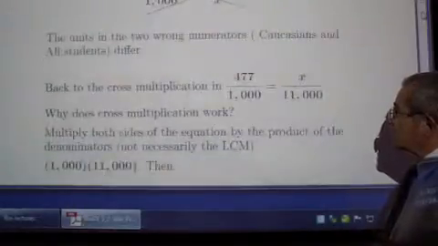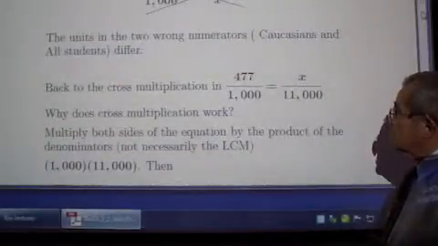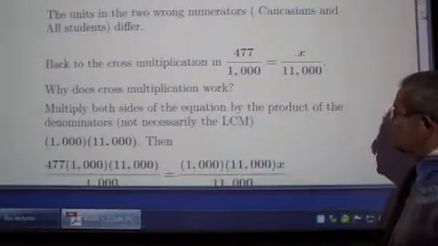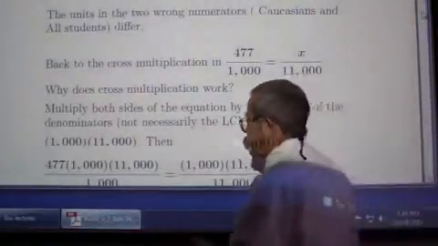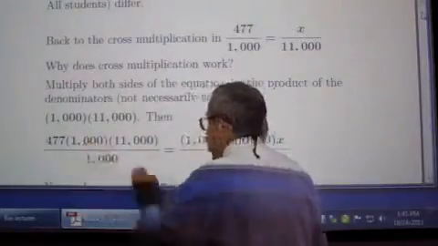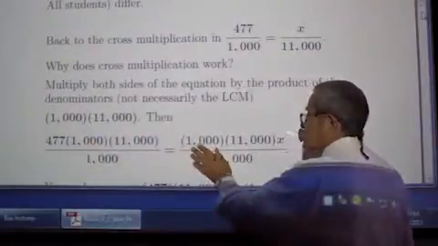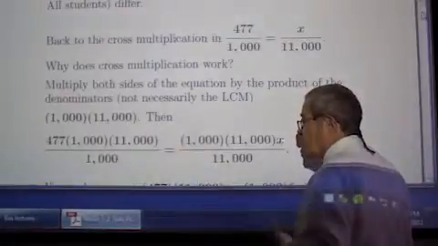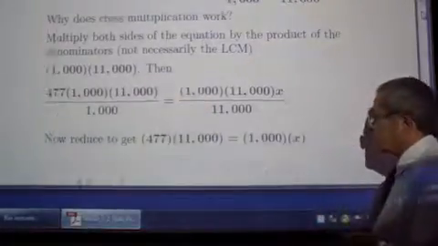Back to cross multiplication. Why does this work? Well, you can multiply both sides by 11,000 times 1,000. The 1,000 drops out, the 11,000 drops out, and you're left with what would normally be the cross product.